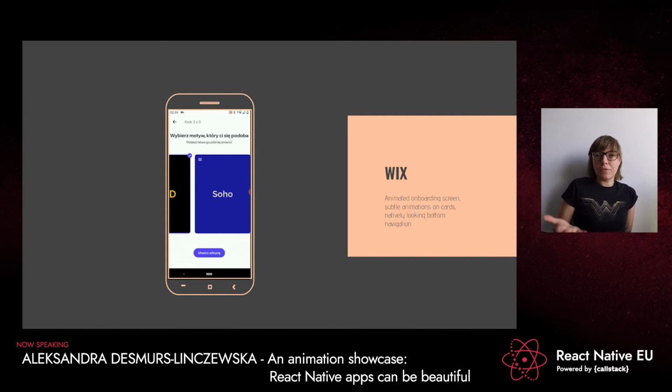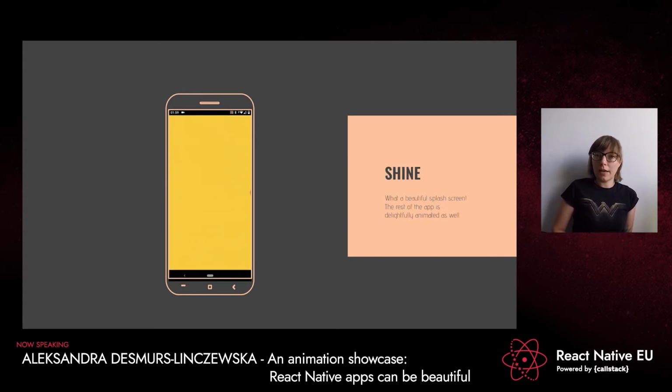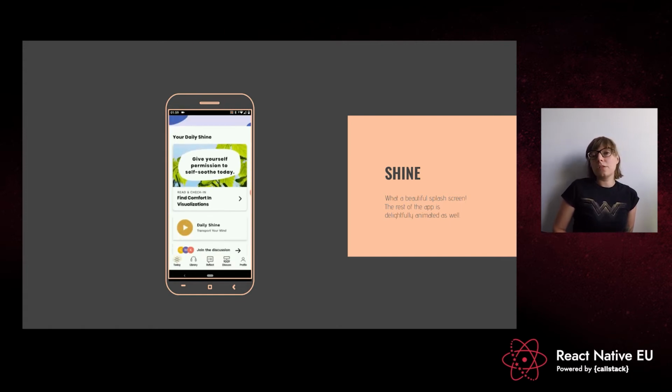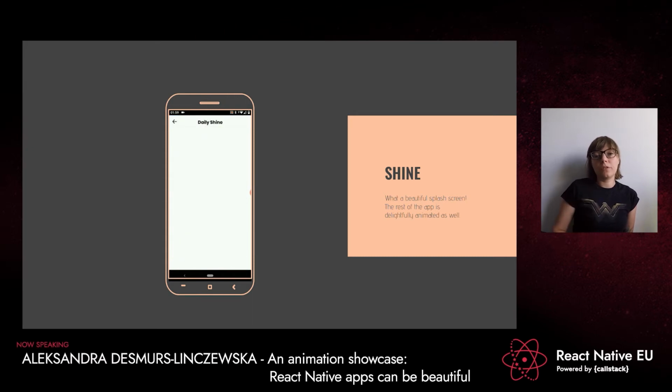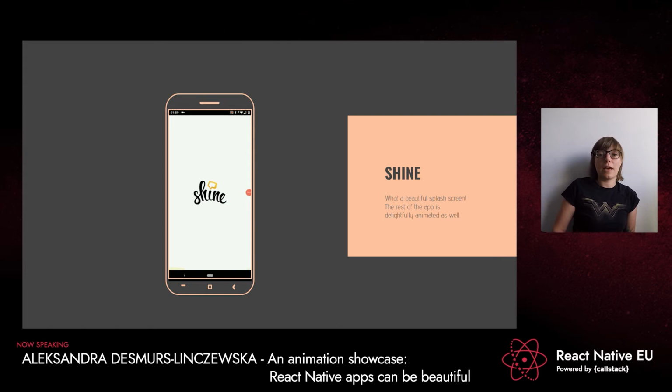There's a big chance you've all heard about Uber Eats and Wix, so let's move on to something that you may not be familiar with. It's an app called Shine. It's a self-care app. It's written in React Native, and just look at that beautiful splash screen. I love it. I love how the yellow wave shows up. It's so pretty, and it's written in React Native.